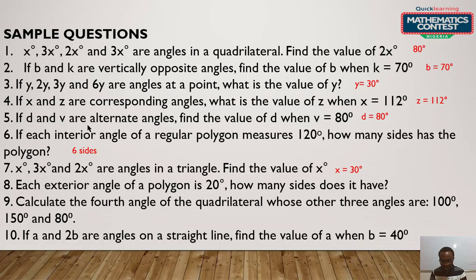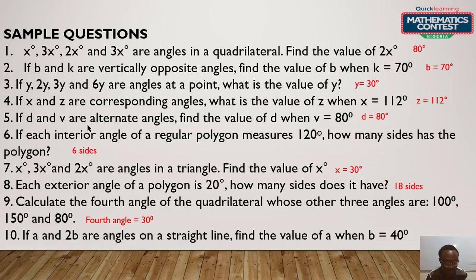Oh, time's up. The answer is what? Now, we want to get the number of sides. Number of sides here will be 360 divided by exterior. So 360 divided by 20 will give us 18 sides. Number 9. Calculate the fourth angle of the quadrilateral whose other three angles are 100, 150, and 80. How do we solve this problem? Add all these three angles together, subtract it from 360, and we'll get 30 degrees.